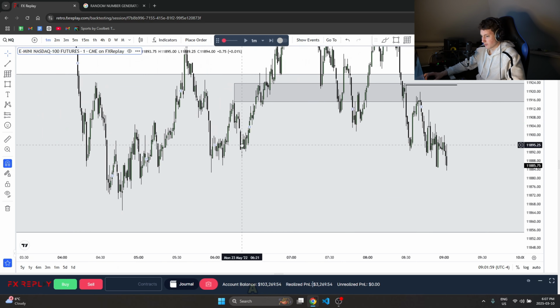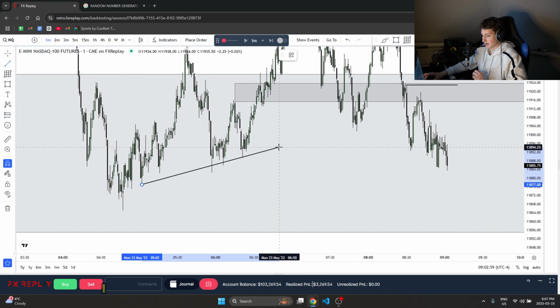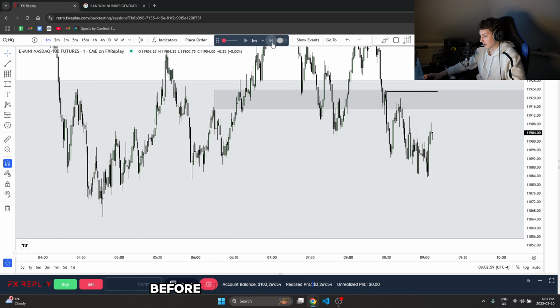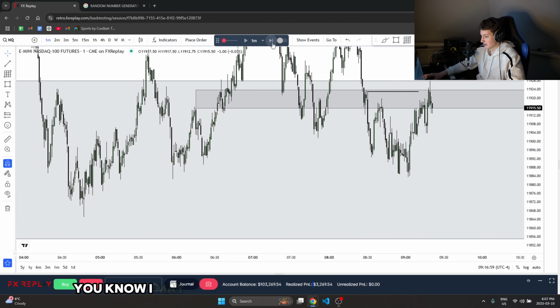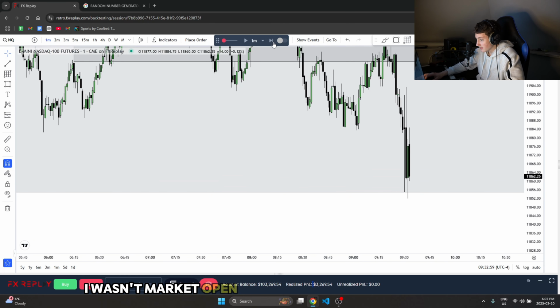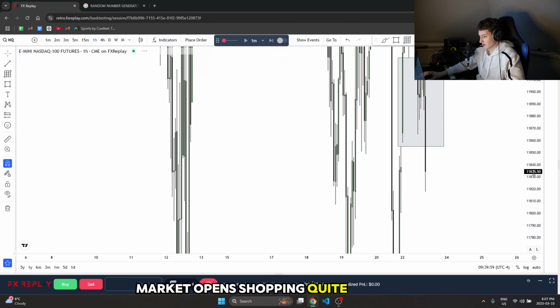Let's let price go, and the reason for that is because of all this really nice looking liquidity down here. I don't want to look at all this trendline liquidity. I'm expecting that to probably get ran before we get the move to the upside. You know, I may very well be wrong. Looks like I'm wrong. Market open, and we manipulated down there. Market opens, chopping quite a lot here.